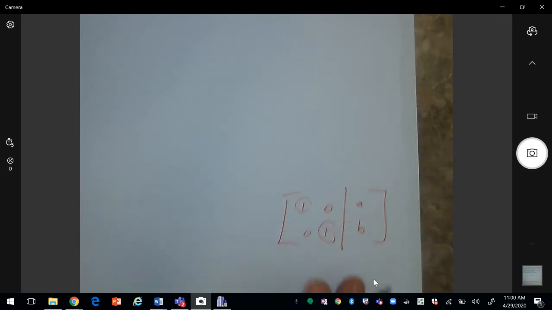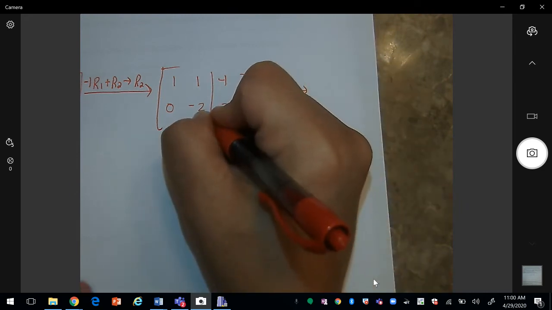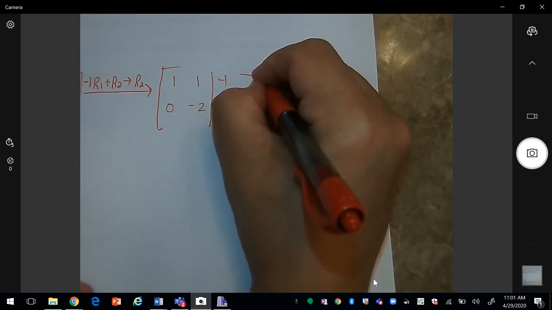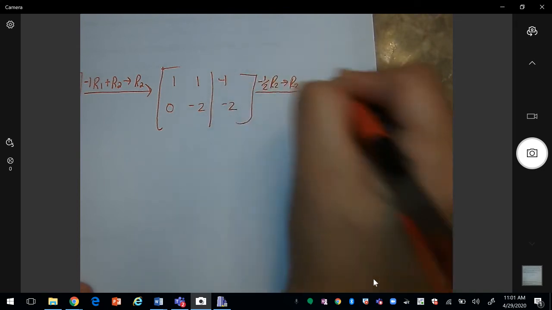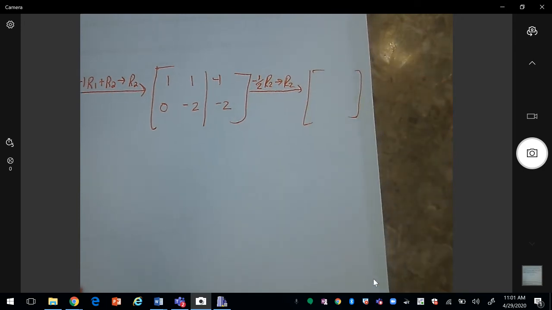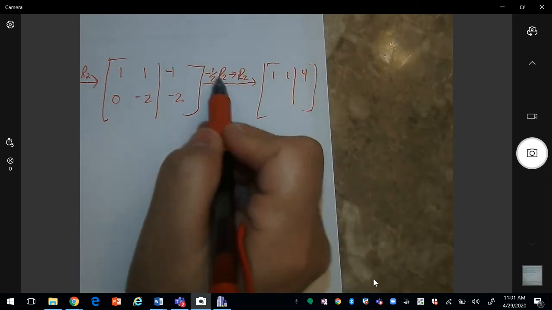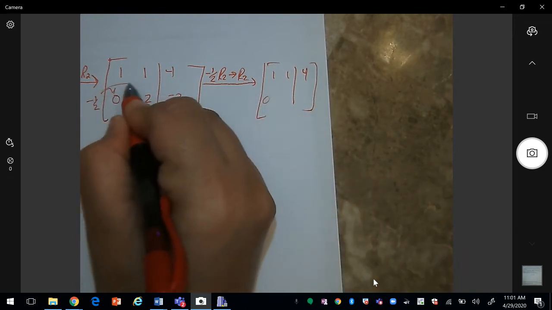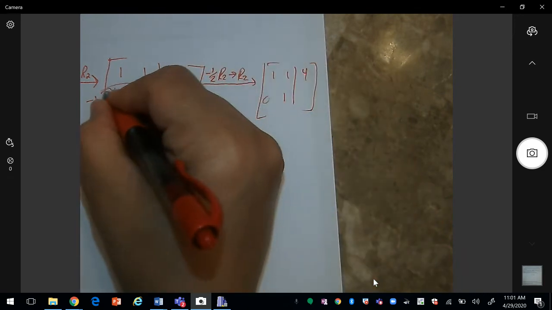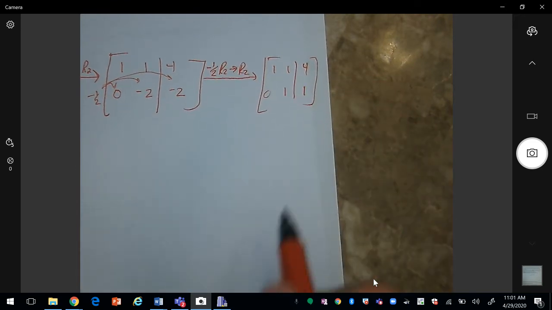Okay, so now your next goal is to make this diagonal 1. So in order to make this diagonal 1, I would have to multiply row 2. I'm going to multiply it by a -1/2 times row 2 and place my answer back in row 2. So here I'm not changing row 1, so I'm going to write row 1. And now for row 2, I'm going to multiply by -1/2 times 0 is 0. -1/2 times -2 is +1. And -1/2 times -2 is +1. Okay, so now I have my 1.